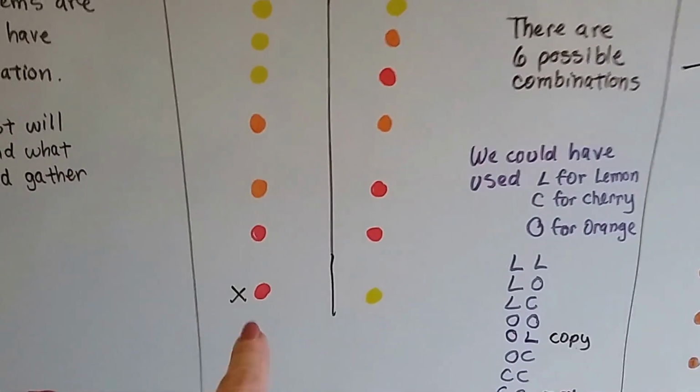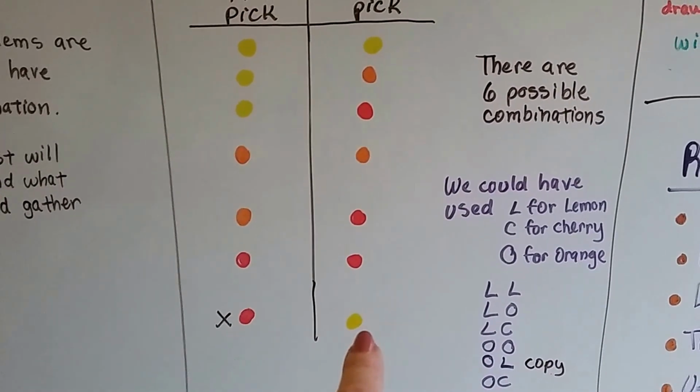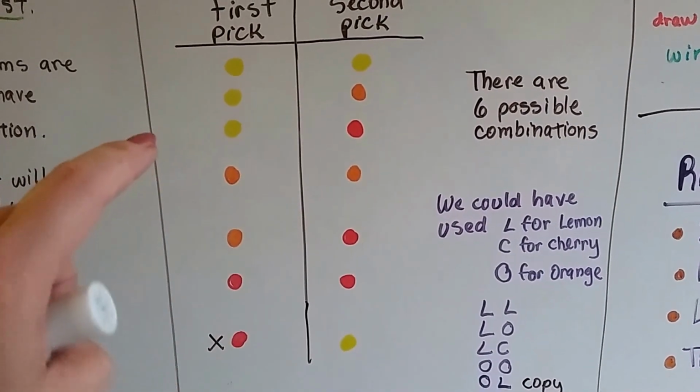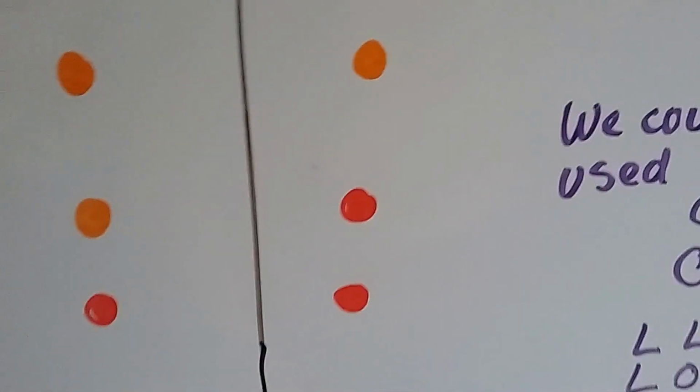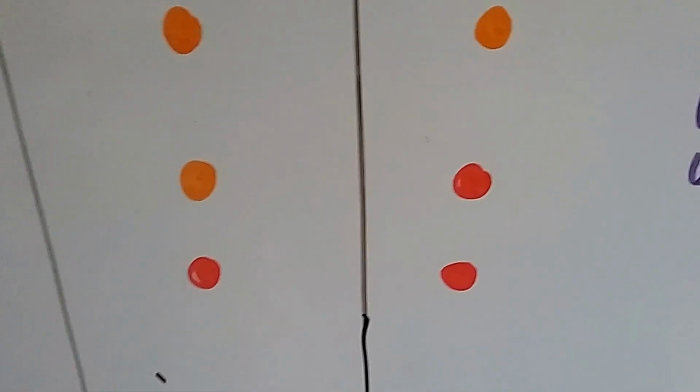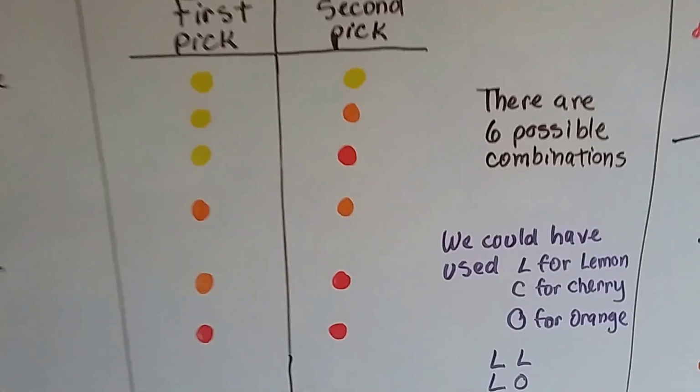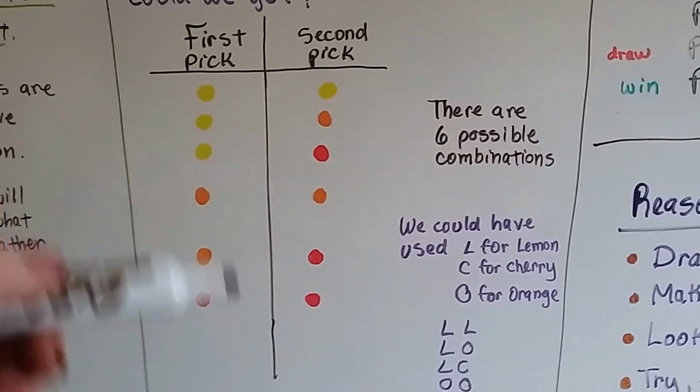And our last pick would be a cherry and then a lemon. But we have a cherry and a lemon right here. See? So this is a duplicate. So when we find out what our candy flavor combinations are, we see that there are 6 possible combinations.